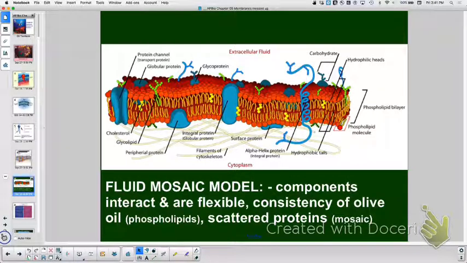But what are the components of that extracellular matrix? Could be proteins, it could be the glycocalyx. We break down the glycocalyx into two categories. What are the two categories? Glycolipids and glycoproteins, right? Glycolipids are a carbohydrate side chain attached to a lipid, and glycoproteins are a carbohydrate side chain attached to a protein.